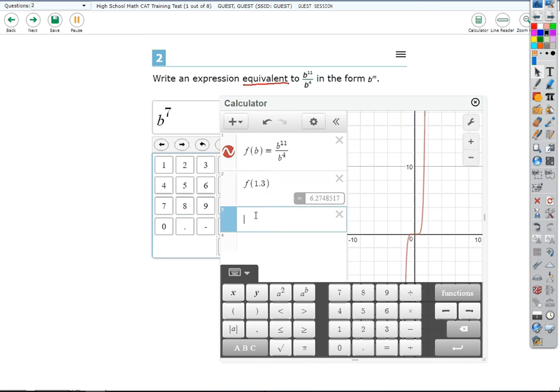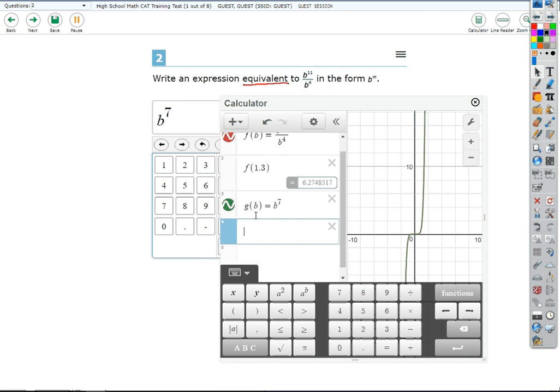So now I could do a different one. Let's call this one g of b, a different function, right? It just needs to be different than f. Doesn't matter what it is. But g of b equals b to the 7th. And I just do the same thing, right? So now if I go g of 1.3, if I pick the same number, look what I get back for my result.